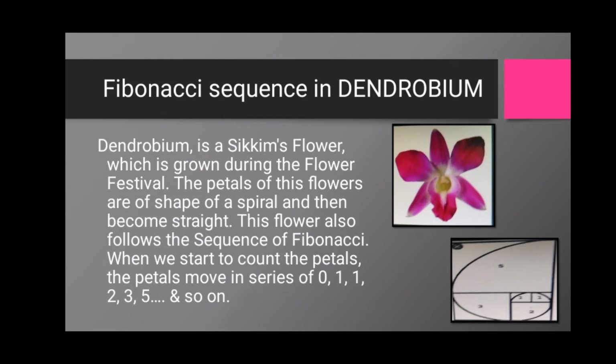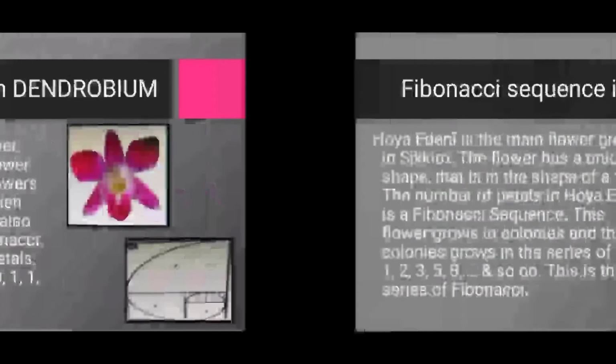Dendrobium. The number of spirals in dendrobium is a Fibonacci number. The Fibonacci sequence starts with 1 and 1 and then adds the previous two terms to get the next. Example: 1, 1, 2, 3 and 5. Start counting the spiral petals in the flower. You will be amazed at the Fibonacci numbers.